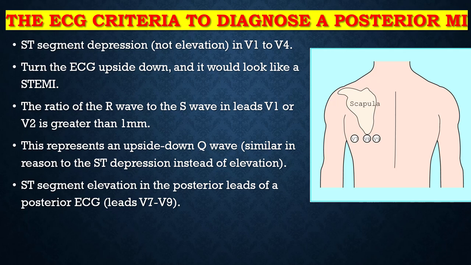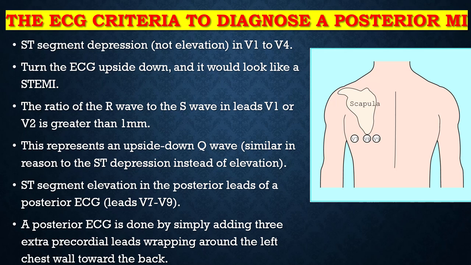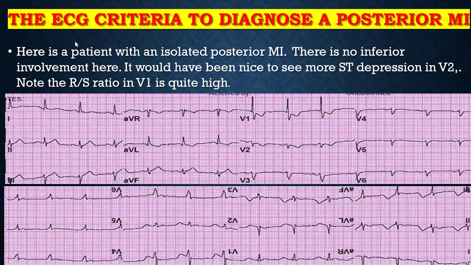ST segment elevation in the posterior leads of a posterior ECG, leads V7 to V9. The posterior ECG is done by simply adding 3 extra precordial leads wrapping around the left chest wall towards the back. These extra leads are attached to the ECG and placed on the back, below the shoulder blade, in this position. These are the ECG criteria to diagnose a posterior MI.